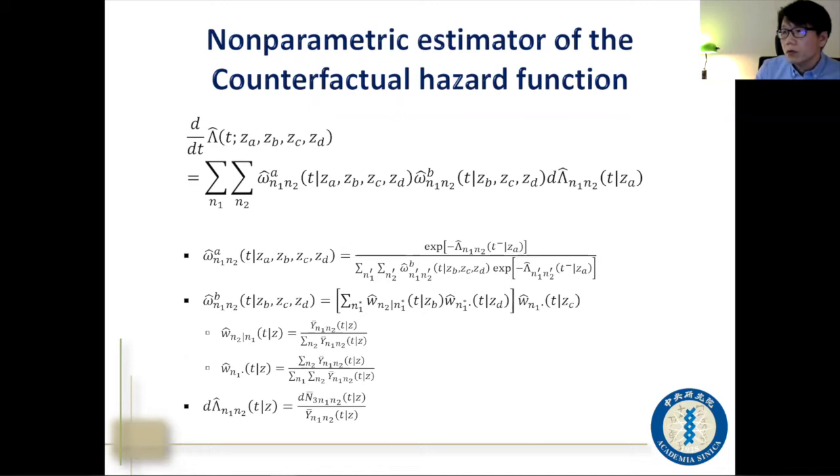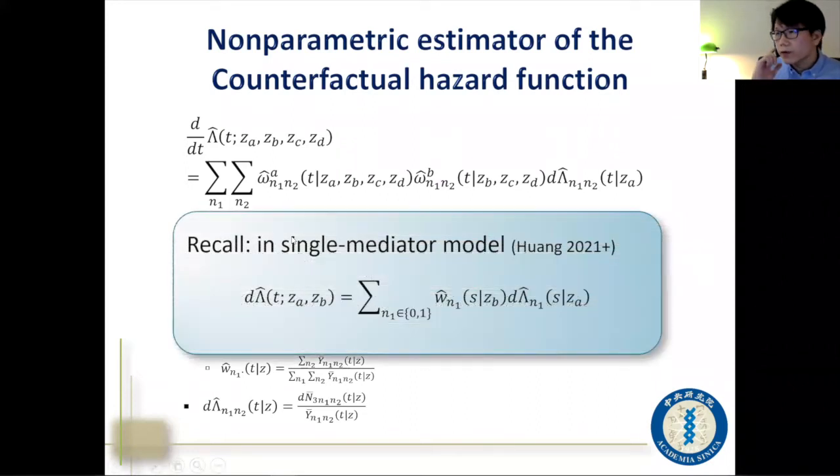And we would like to emphasize that the process Y and N3 are defined conditional on the disease status N1 and N2. Okay, and in our previous work, in a single mediator setting, they share a very similar structure with the weighted scheme. W and status depends on hazard, and what we obtain here, you can view it as a generalized version of this estimator.